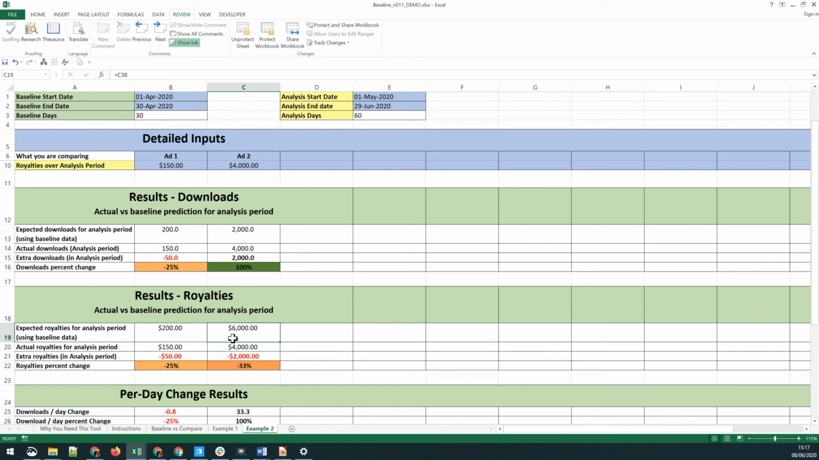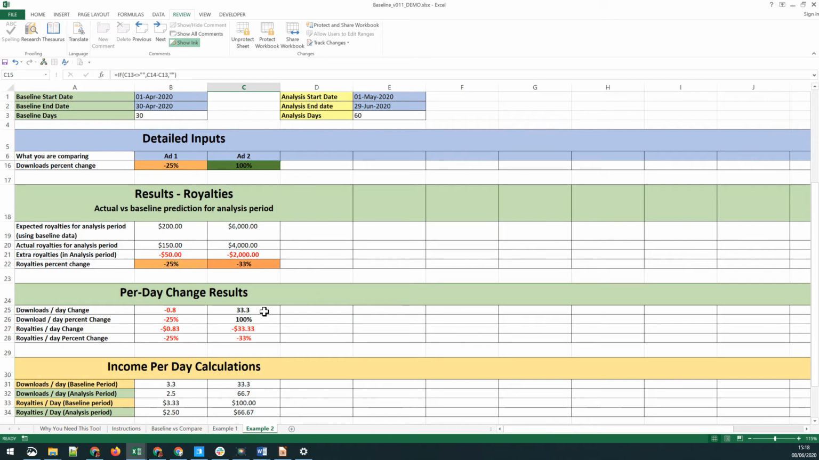But for the moment, looking at this one, you can say, well, based on what's happened here, Ad 2 actually seems to have lost us $2,000, even though it's gained us 2,000 downloads, or Ad 2 combined with the price drop. So one or the other there was probably not the best idea to do. And again, you can see that reflected here, that the downloads per day is a positive, the royalties per day is a negative.